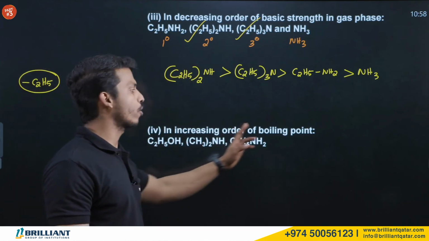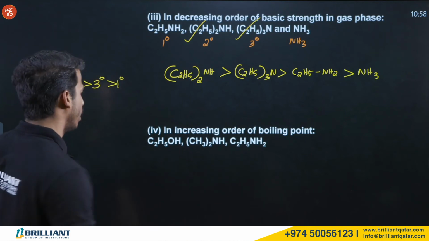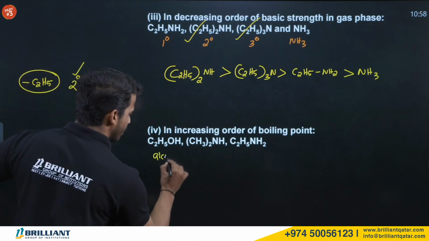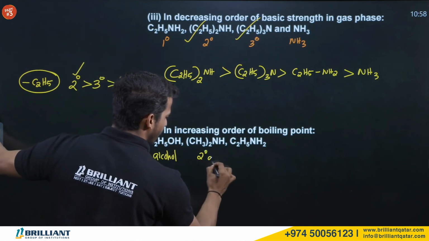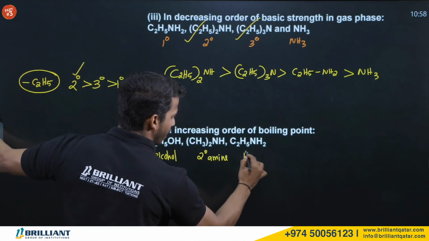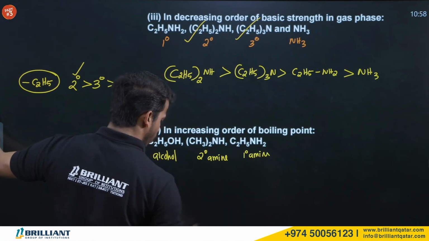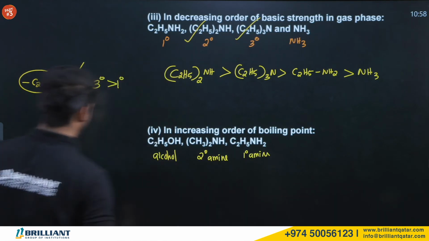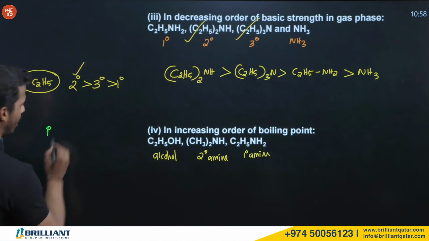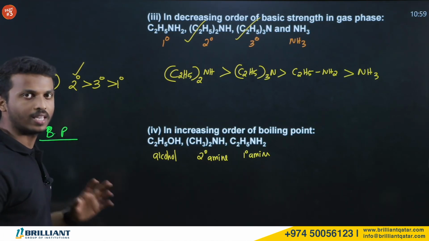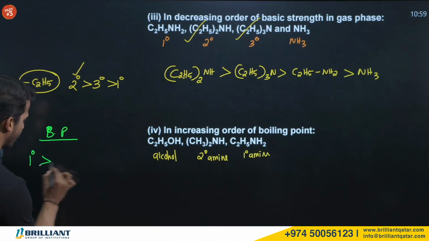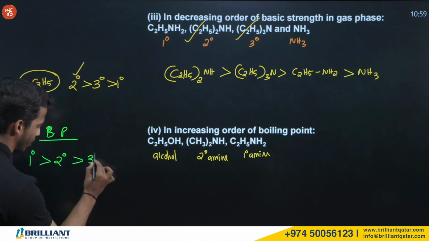In the increasing order of boiling point, dear all, this is an alcohol, right? It is an alcohol, and this is a secondary amine. This is a primary amine. Let me tell you about amines. Sorry, the boiling point. Okay, the boiling point order of amines is primary greater than secondary greater than tertiary.